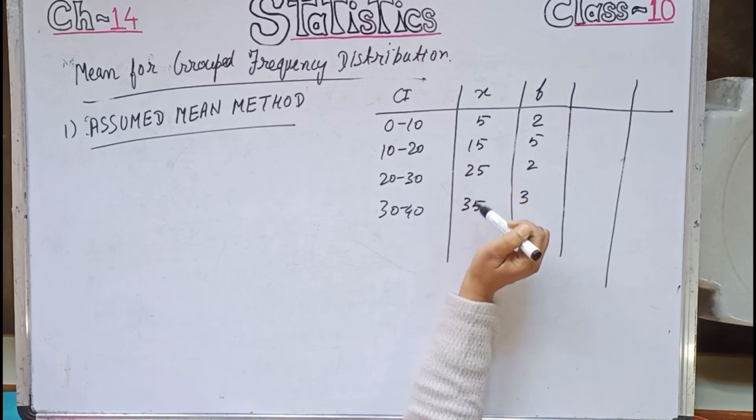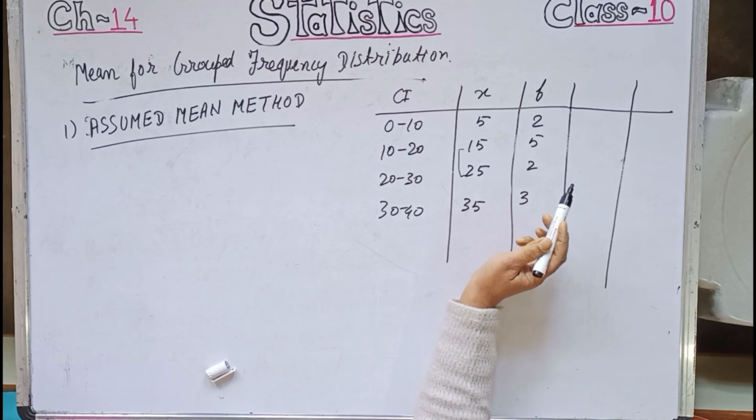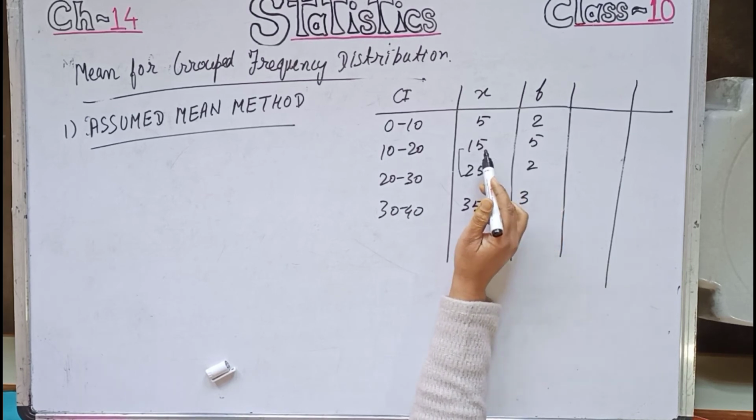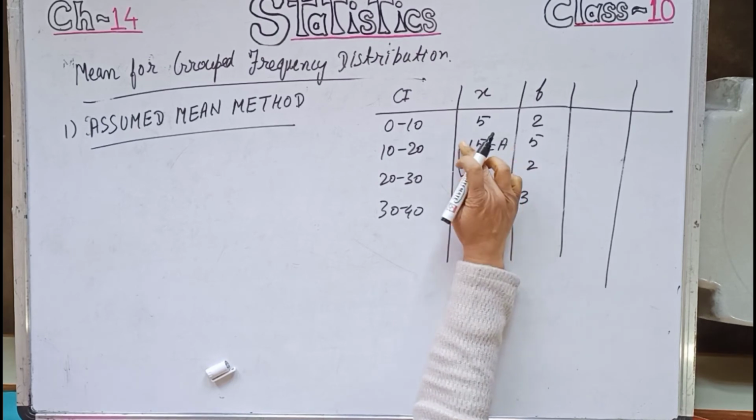Now over here 4 observations are there. So 2 observations are coming in the middle. So we will assume the number as the assumed mean which has the higher frequency. So here 15 has the higher frequency. So I'll be taking 15 as the assumed mean.